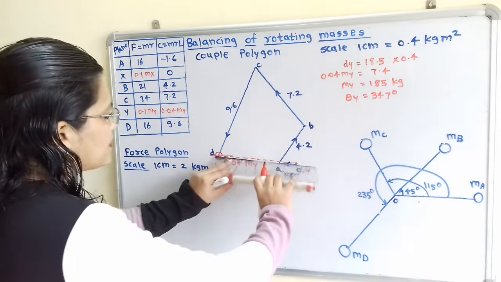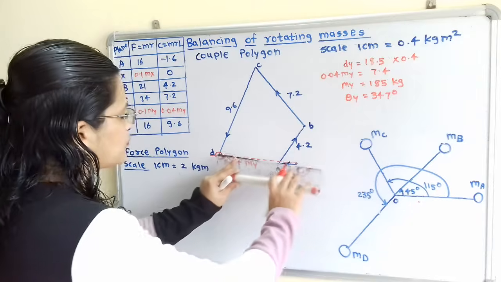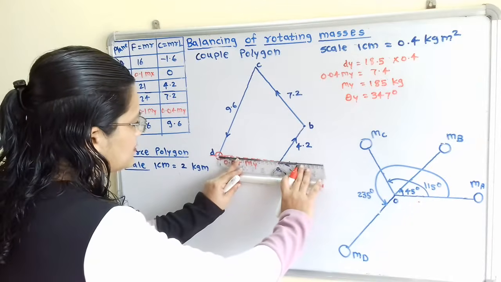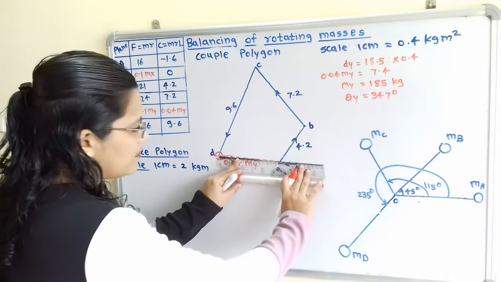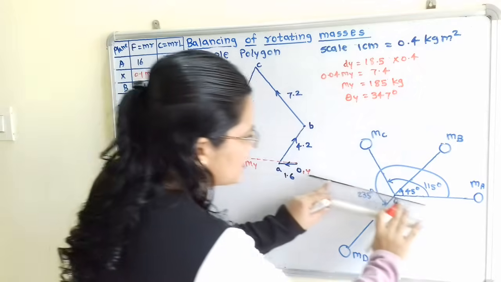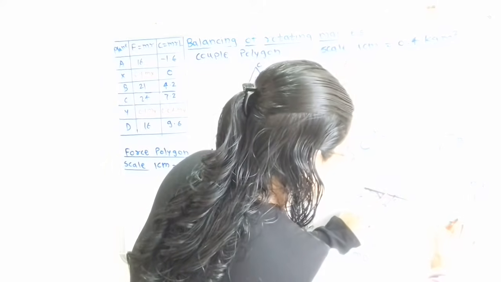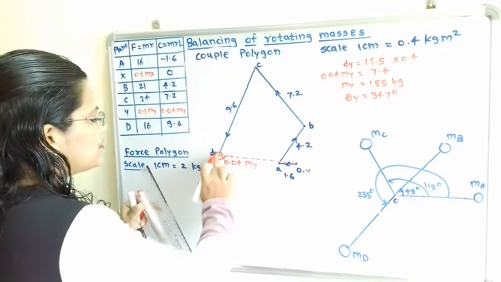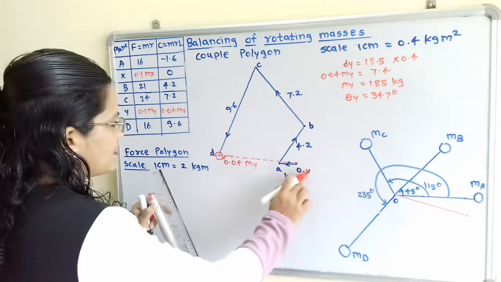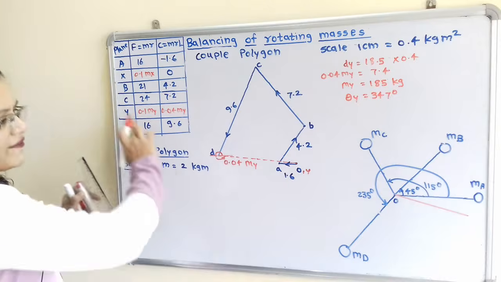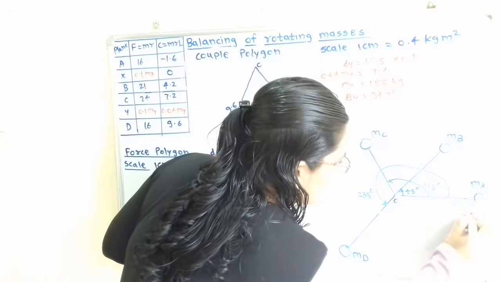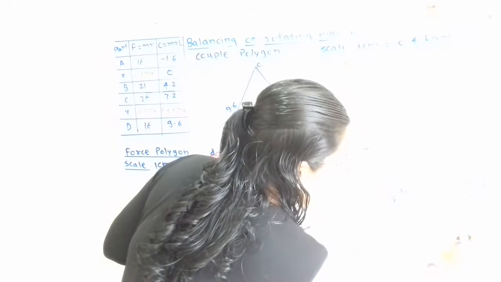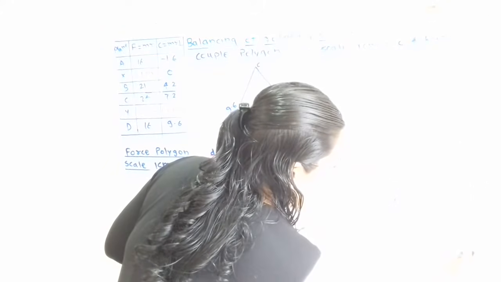So we will transfer this line in this angular position diagram. In the same way, with the help of this roller, I will transfer this line parallel to here. So we will draw this line, and this is y, that is, we will say that my is there. So here we will show my, and this my we have found, that is 185 kilogram.